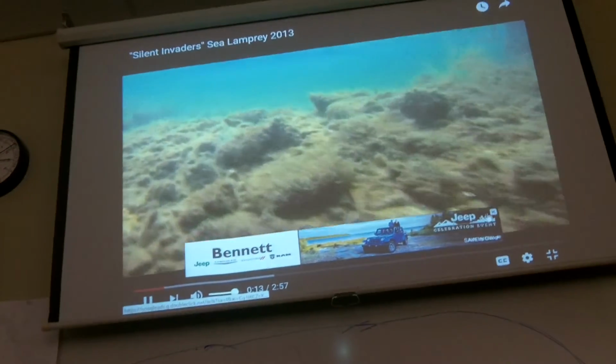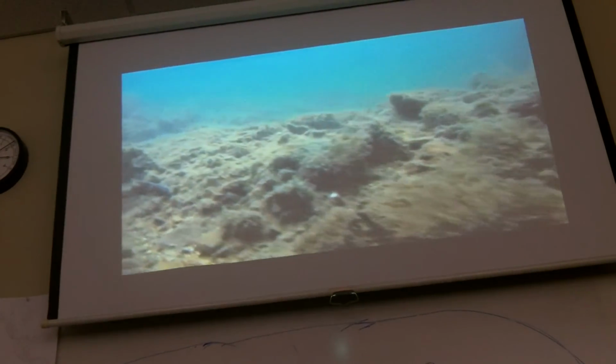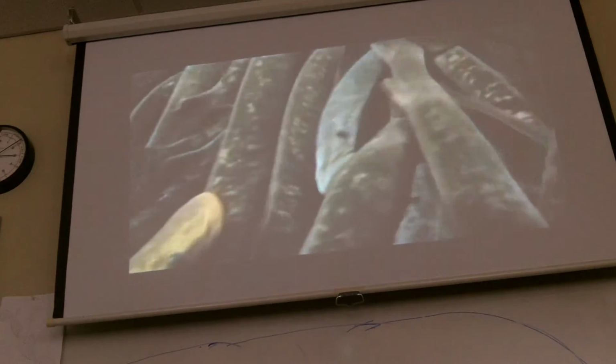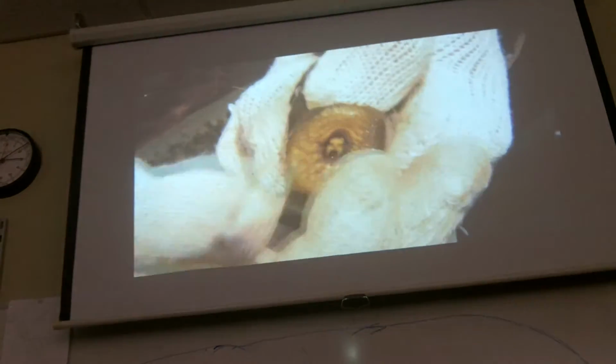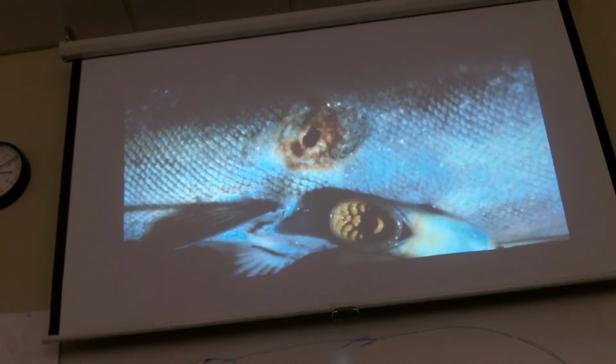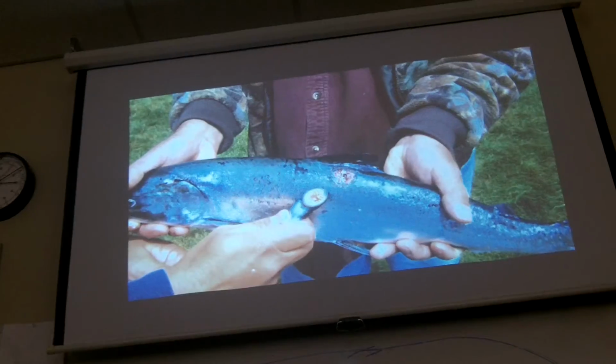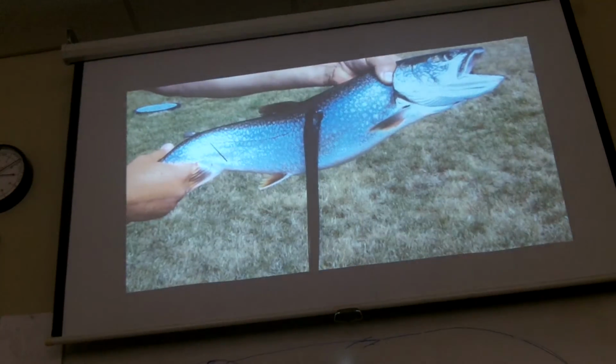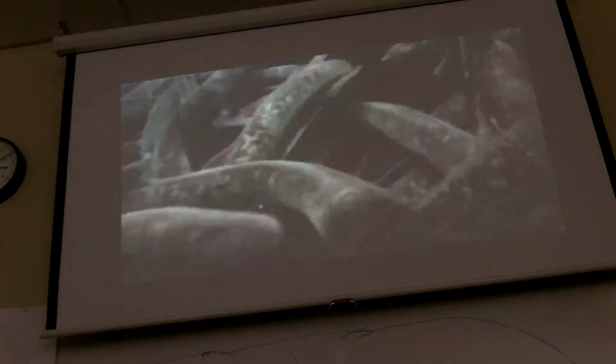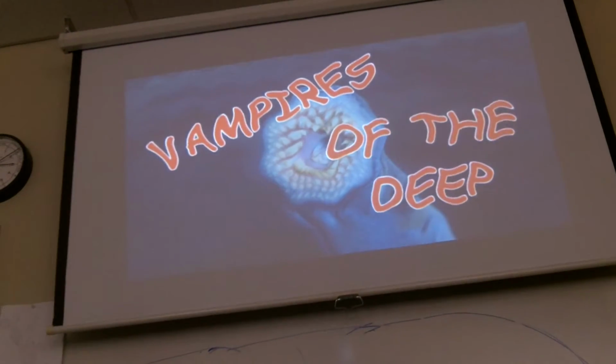In the depths of the Great Lakes is a scene reminiscent of a nightmare. Slimy, snake-like creatures with suction-cup mouths lined with rings of sharp teeth and a rasping tongue prey on the trout, salmon, and whitefish that live in these lakes. Sea lampreys are the vampires of the deep. Here's a good lamprey mark on this whitefish.